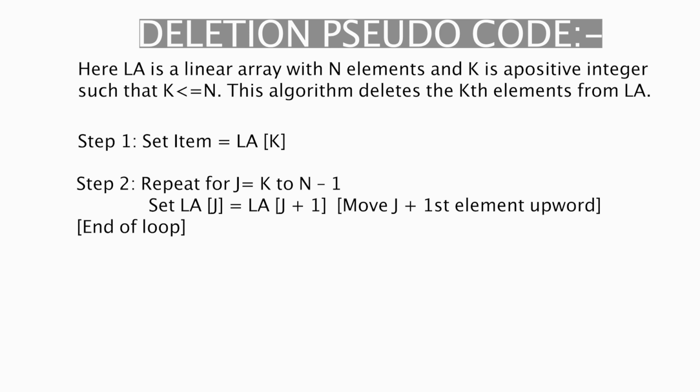And finally, when we have shifted all the items up to the kth position, we reset n equal to n minus 1, and finally we can exit from the deletion algorithm.